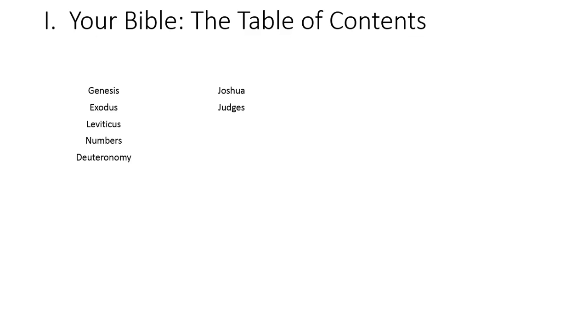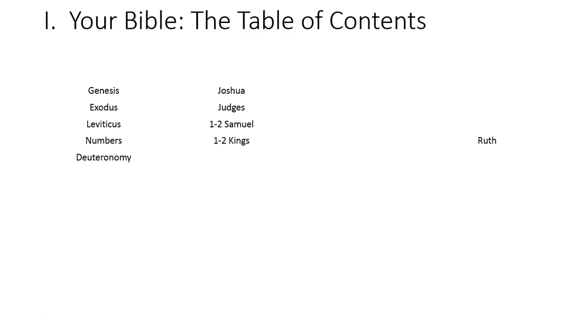After Joshua and Judges, the next book in the Old Testament is going to be Ruth, and we're going to write that over to the right-hand side of the screen for now. You'll see in a little bit why we're doing that. And then after Ruth, we're going to have the books of 1st and 2nd Samuel and 1st and 2nd Kings.